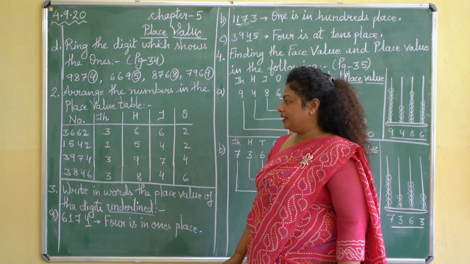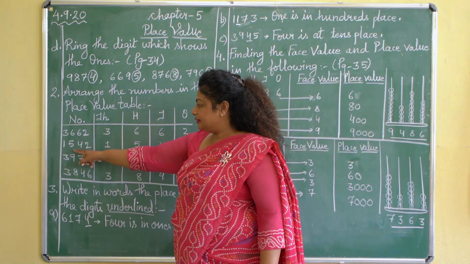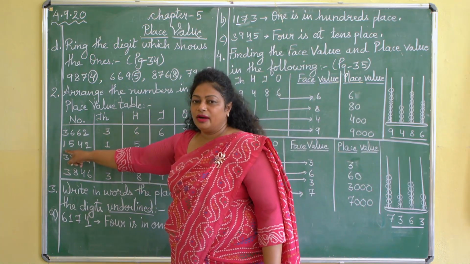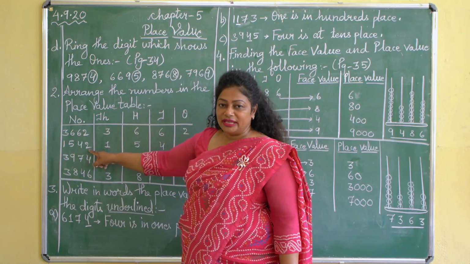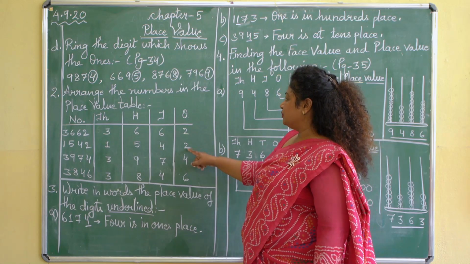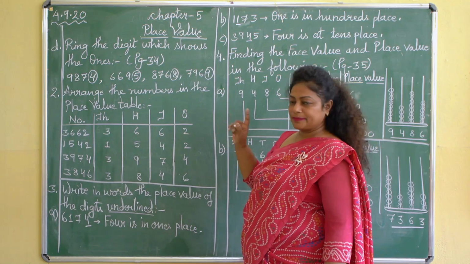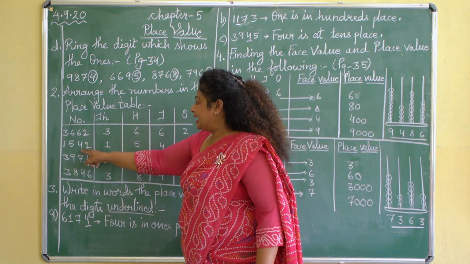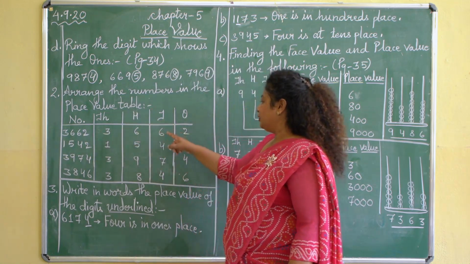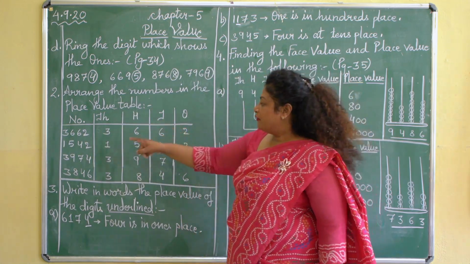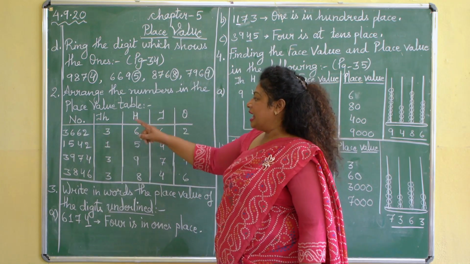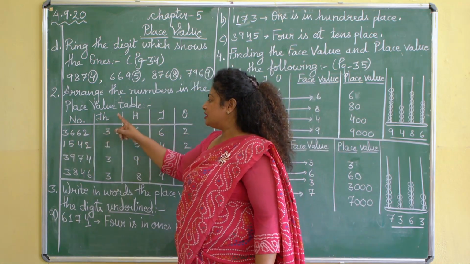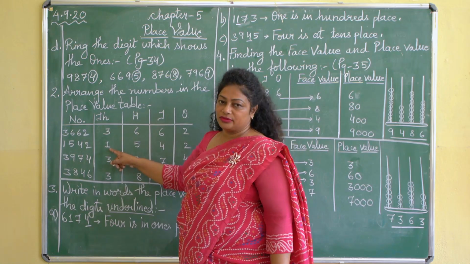In the same way, let's come to another number that is given, 1542. In this number, 2 is at ones place, we'll write 2 in the column of ones. 4 is at tens place, we'll write in the column of tens. 5 is at hundreds place, we'll write in the column of hundreds. And 1 is at thousands place, let us write in the column of thousand.